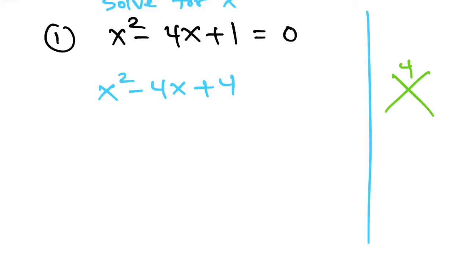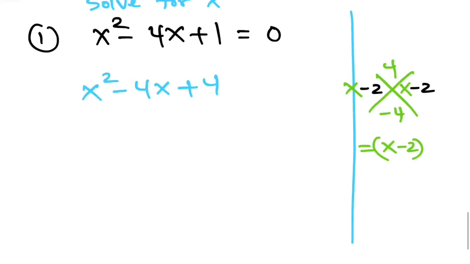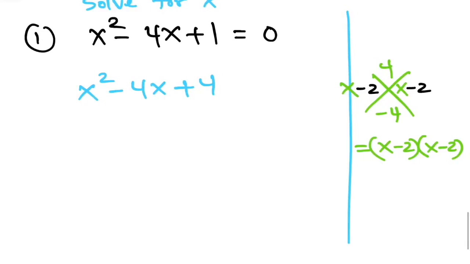If I use the diamond method, the c value 4 goes on top, the b value -4 stays in the bottom. I need two numbers. If I multiply, I'm going to get +4, but if I add, I'm going to get -4. So what are those two numbers? -2 and -2, right? So our answer will be x minus 2 times x minus 2.